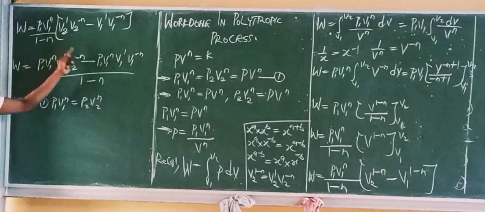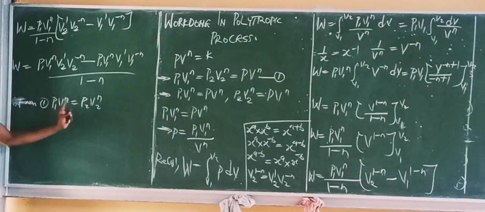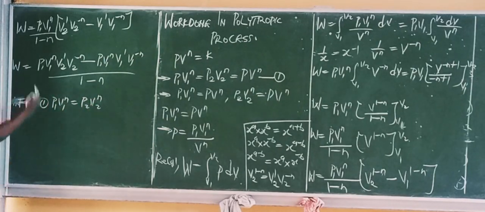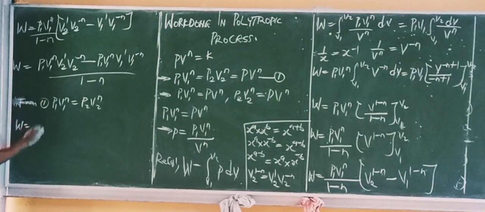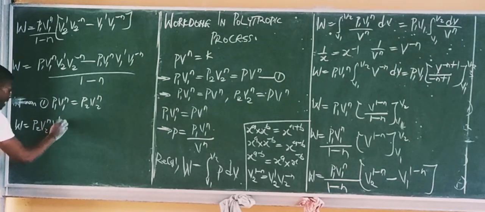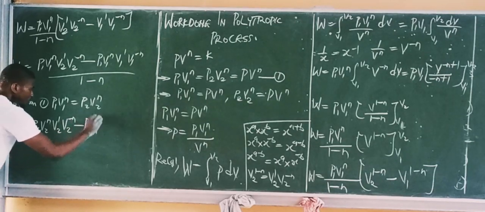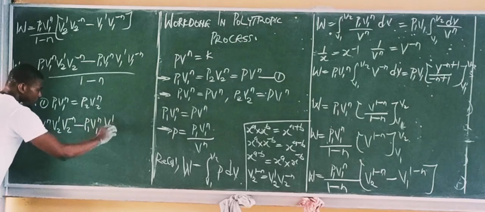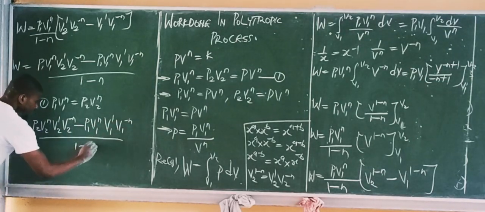So just to make everything here be at condition of state 2, you now recall the equation from 1 that p1 v1 to the power of n is equal to p2 v2 to the power of n. So in place of p1 v1 to the power of n, we simply replace it with p2 v2 to the power of n. So we are going to have that work is equal to, in place of this, p2 v2 to the power of n times v2 to the power of 1 times v2 to the power of minus n minus p1 v1 to the power of n times v1 to the power of 1 times v1 to the power of minus n, all over 1 minus n.